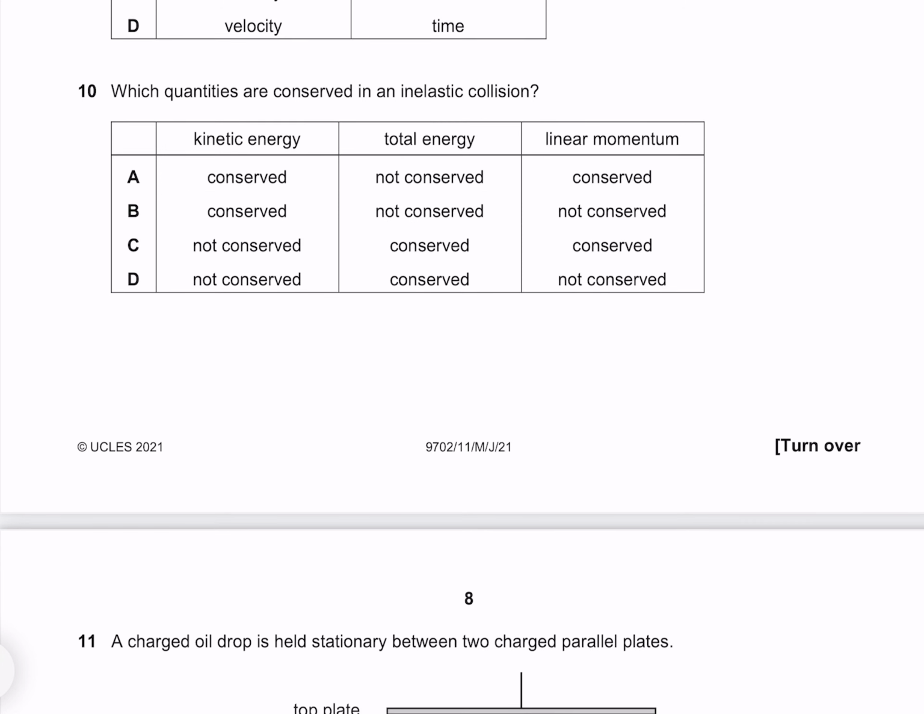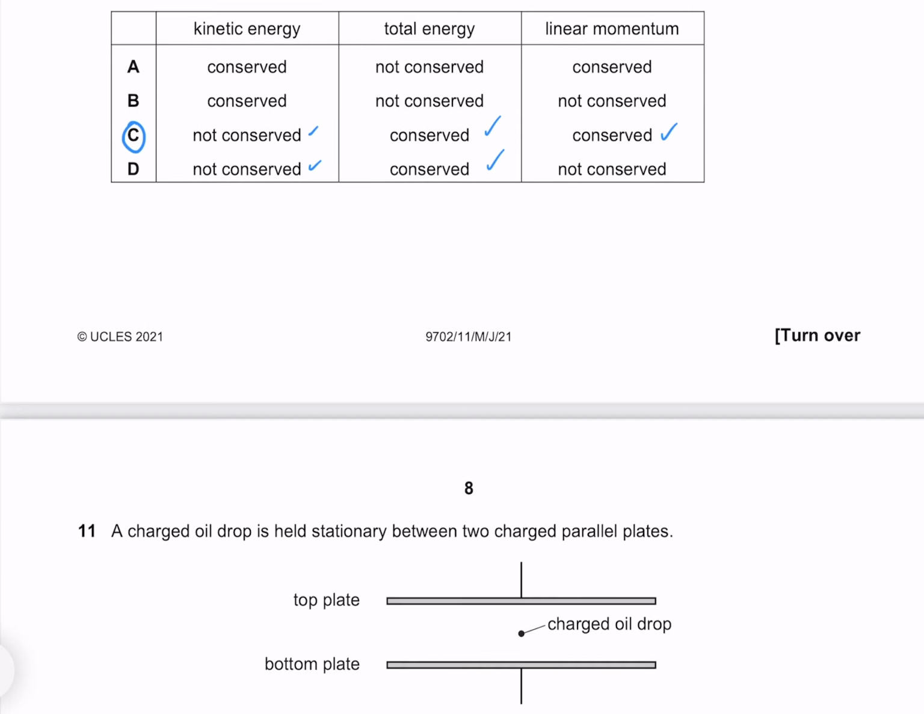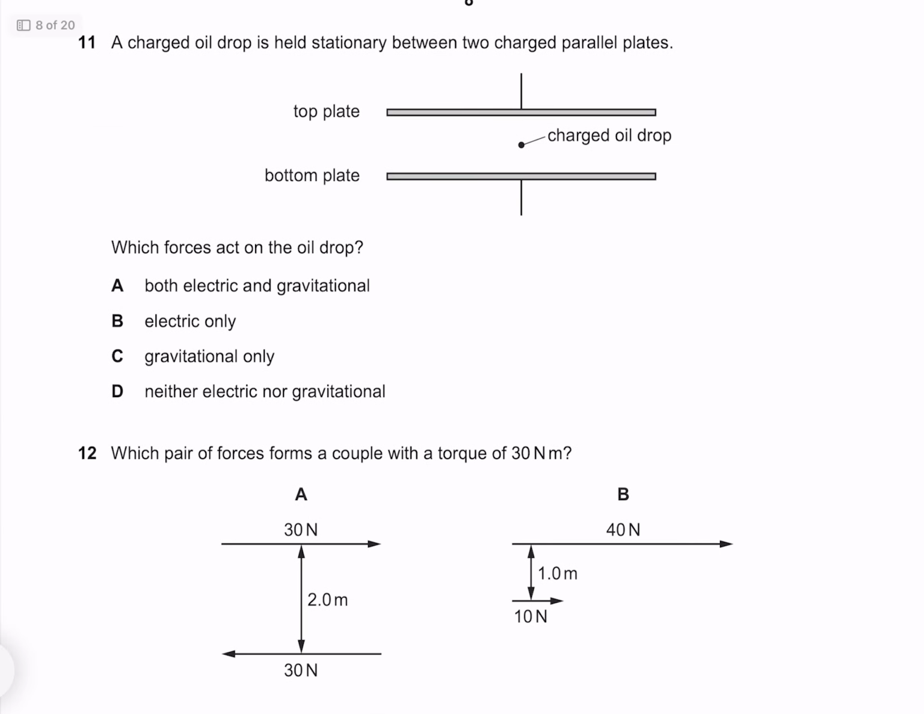Which quantities are conserved in an inelastic collision? Kinetic energy is not, total energy is, and linear momentum is. So our answer is C. A charged oil drop is held stationary between two charged plates. Which forces act on the oil drop? We have the gravitational force, as well as the electric force from our plates, and so the answer is A, both electric and gravitational.